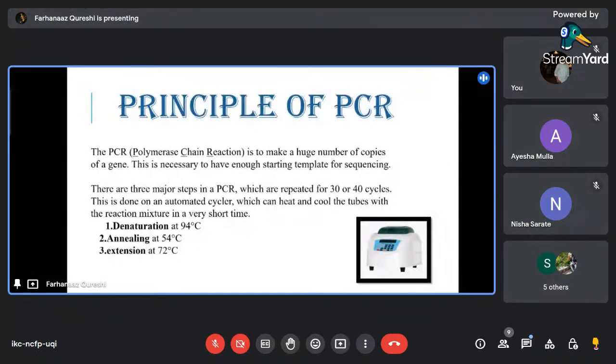There are three major steps in PCR which are repeated for 30 or 40 cycles. This is done on an automated cycler which can heat and cool the tubes with a reaction mixture in a very short time. That automated cycler is also known as a thermocycler. So there are three steps. First is denaturation, then annealing and extension.